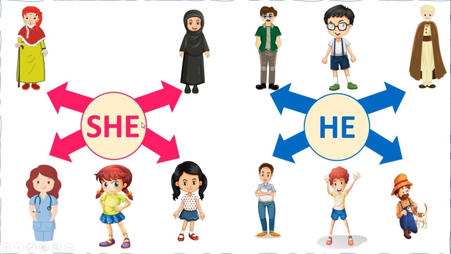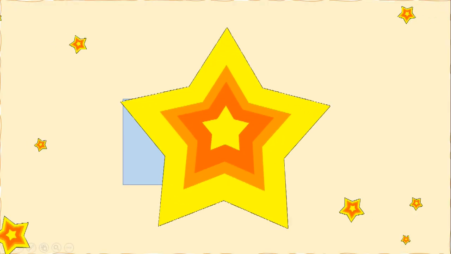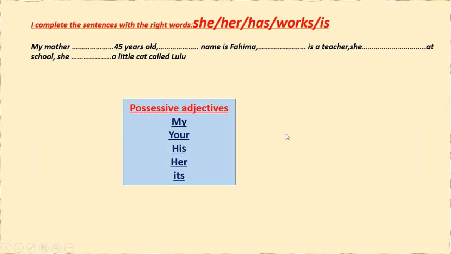So I complete the sentences with the right words. عندنا جملة. My mother, 45 years old, name is Fahima, is a teacher. She at school. She a little cat called Lulu. We have she, her, has, works, and is. I want you to complete this short passage, you put the right words in the right places. So let's start with my mother, 45 years old.